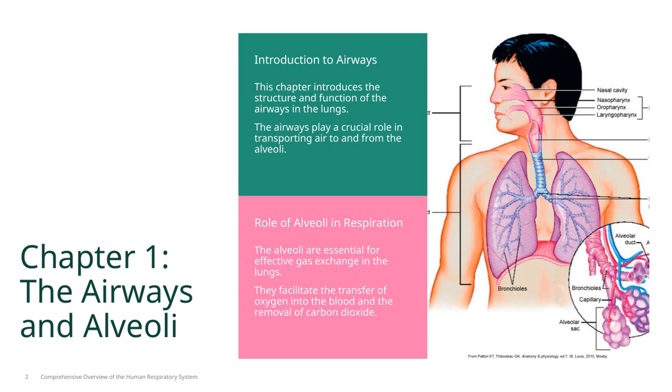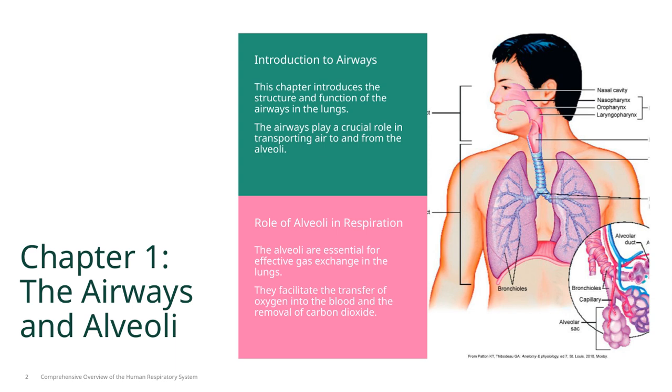In this chapter, we'll explore both the structure and function of the airways within the lungs. The airways are absolutely vital because they serve as the main pathways that transport air in and out of the lungs. Without them, oxygen wouldn't reach the deeper parts of the lungs, and carbon dioxide wouldn't be expelled effectively.